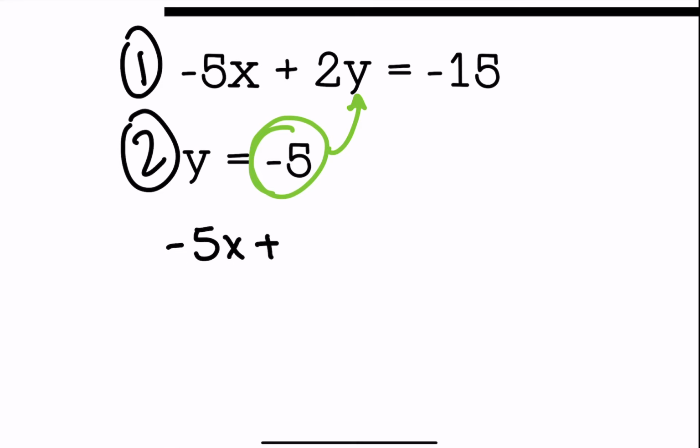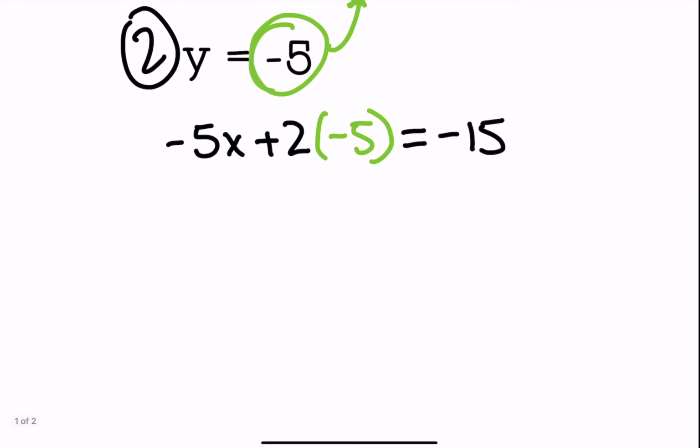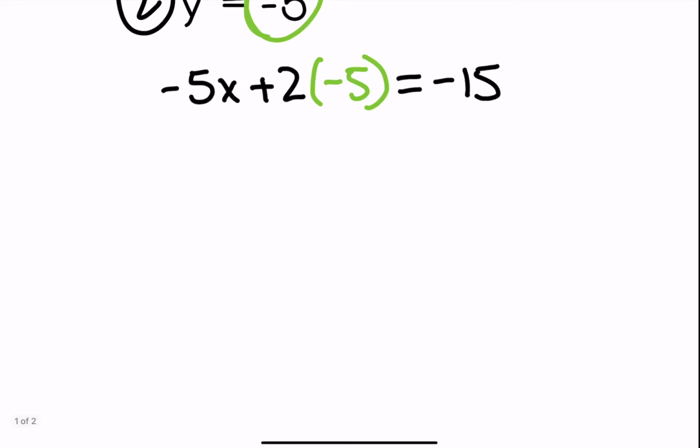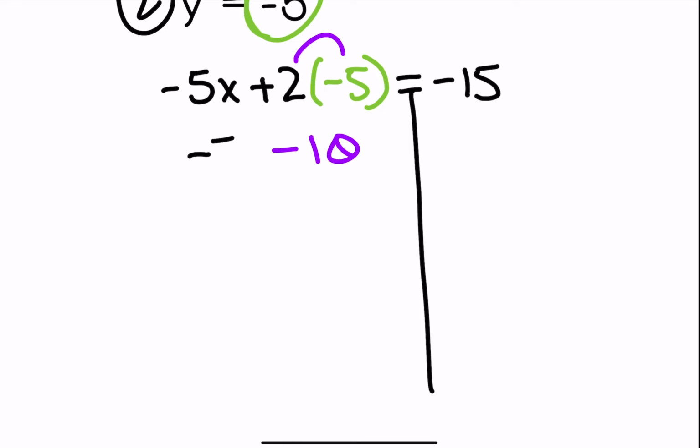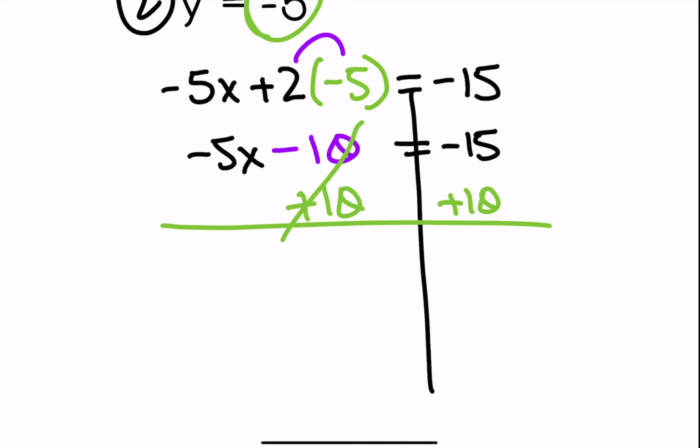That's the only thing that changed. That -5x plus 2 is still there. Instead of y, we're going to multiply by -5, and then we're going to bring down that equal sign and that -15. We're going to do mathy stuff. So 2 times -5, well, that's a -10. Everything else remained the same. All right, we're going to add our constant of 10 on both sides because we're trying to cancel out that -10. This leaves us with -5x equals -5.